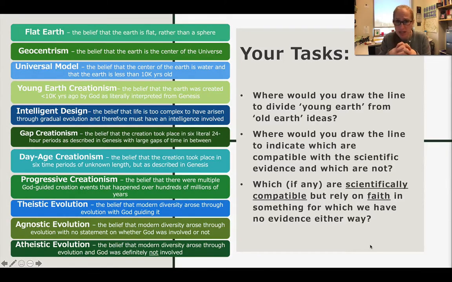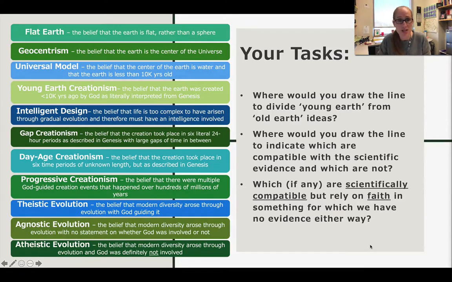Gap creationism is the belief that it was literal 24-hour periods that Earth was created, but there were big gaps of time in between. So this kind of accounts for the fact that the Earth is 4.6 billion years old. Age creationism is the belief again that it took place in periods of time, but not necessarily 24 hours, that there were just 6 epochs of time of unknown length that the creation took place.